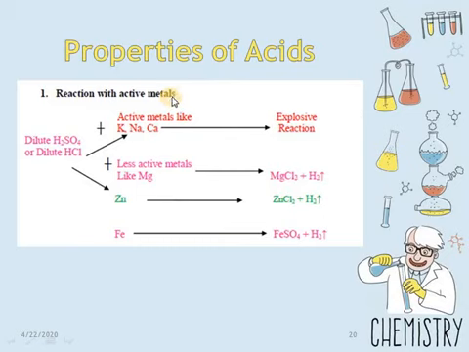Reaction with active metals. These are now chemical properties. When dilute H2SO4 or dilute HCl reacts with active metals like potassium, sodium and calcium, there is an explosive reaction. If you go for less active metals like magnesium, you will get magnesium chloride and hydrogen; zinc gives zinc chloride and hydrogen; Fe gives FeSO4 and hydrogen. From this you can find out the respective acids also. Here magnesium reacts with HCl, here zinc reacts with HCl, here iron reacts with H2SO4.